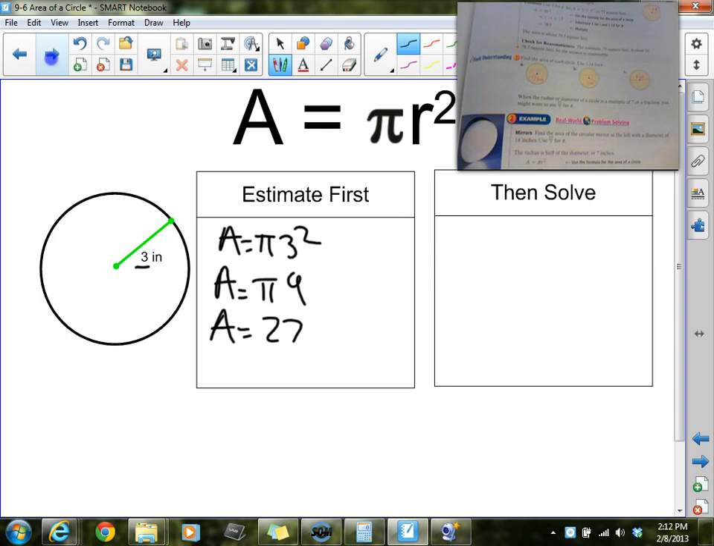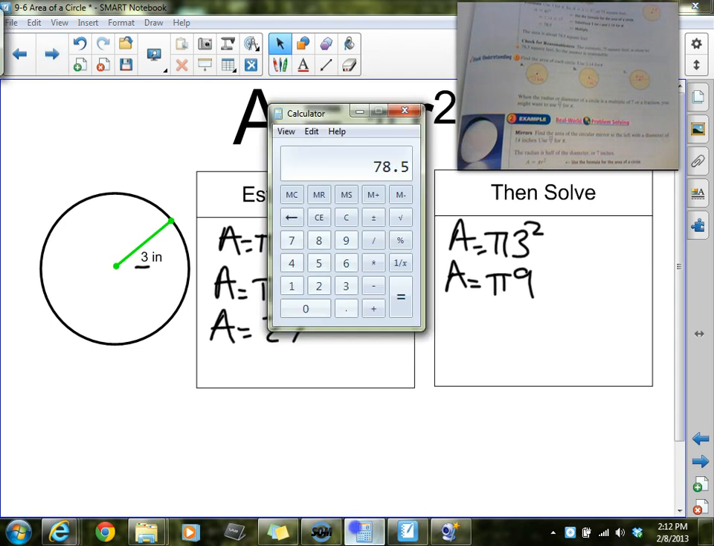Now, for my exact one, I'm going to use the same formula, pi times 3 squared. So I'm going to use A equals pi times 9. I'm going to pull up my awesome calculator.